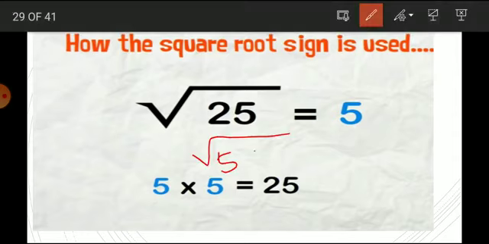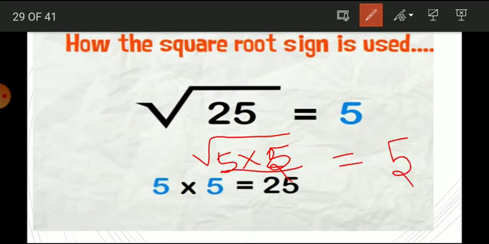See, 5 fives are 25, right? So here, if the number comes twice, we can use it only one time. After that, the square root will be cancelled. Okay, we just take the number from the root. We just use the number once. After that, we take away the root symbol. Okay.